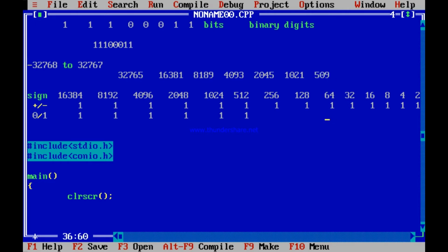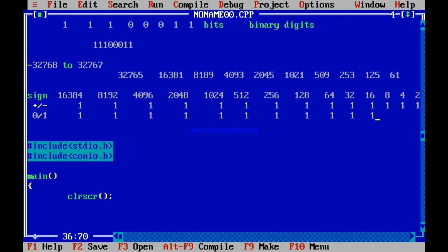So 256 will fit. After 256, how much will be remaining? 253 will be remaining. So 128 will fit, but after 128, how much will be remaining? 125 will be remaining. So 64 will fit. After 64, how much will be remaining? 61 will be remaining. 32 will fit. After 32, how much is remaining? 29 is remaining. 16 will fit.